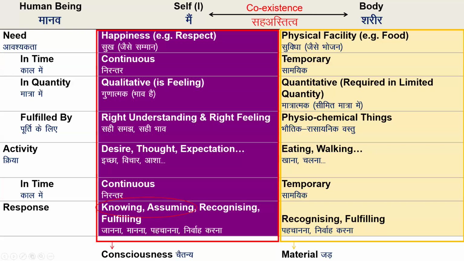Now, one key issue in this whole process is to understand the human being. Since we are talking about the psychology, the human psyche, we have to understand what psyche is, what human being is, what self is. So, human being is coexistence of self and body. We are all acquainted with this proposal. The needs are different, activities are different, the response is different. So, we can see that within the self, we have the activity of knowing and assuming. In the body, there is only recognizing and fulfilling. So here in the self, the recognizing and fulfilling is guided at least by assuming, and can also be guided by knowing. But in the body, there is no such activity.